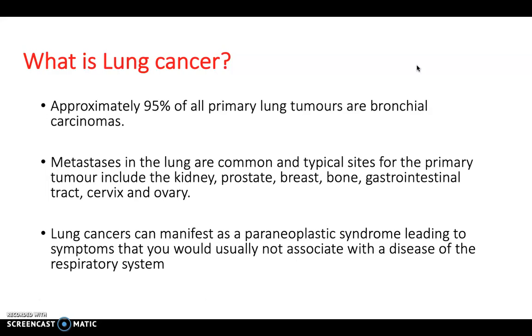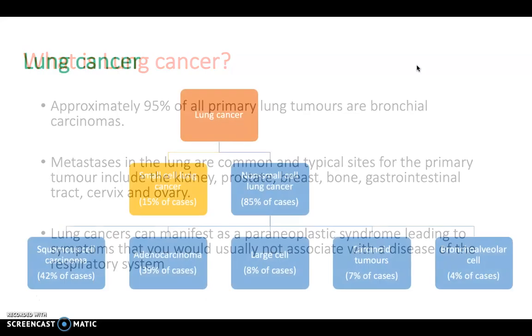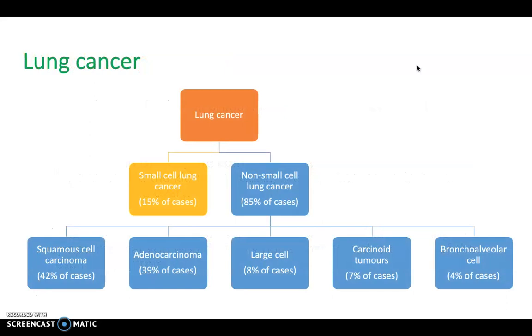So lung cancers can manifest, as we said in the questions before, as a paraneoplastic syndrome, which would lead to symptoms that you may not expect normally with a disease of the respiratory system, and we'll cover some of these in a second. So the key thing with lung cancer is understanding how it's split up, and generally speaking you can break down lung cancer into small cell and non-small cell lung cancer.